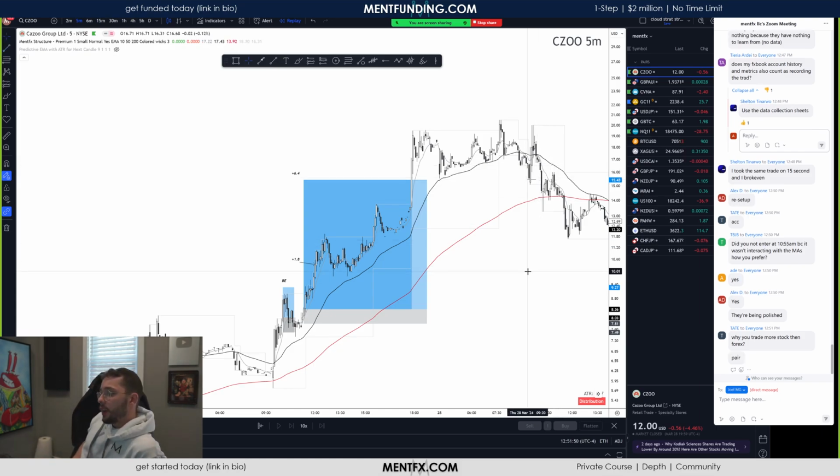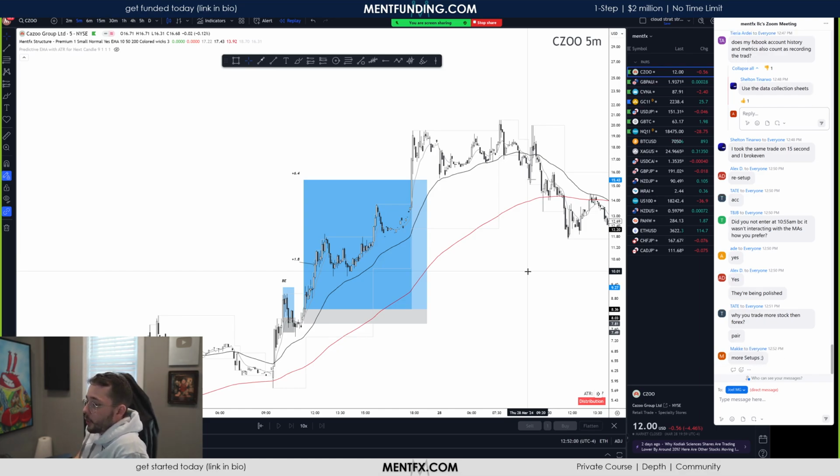Tate says, why do you trade more stocks than Forex pairs? Well, my good man, because there are fewer Forex pairs than there are stocks. So by way of a mathematical approach, what does that mean on the average day-to-day of which markets might have more setups? The one that has 10,000 options or the one that has 100 options? What do you think?